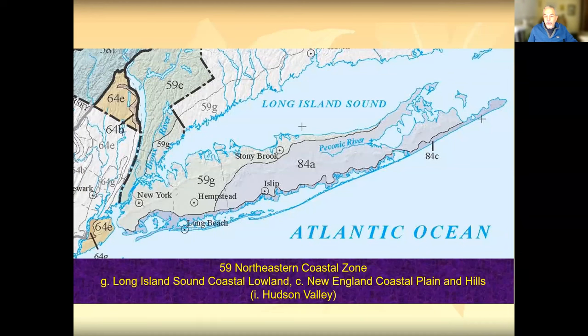All right, the next one is the Northeastern Coastal Zone, 59. And you can see on the map here that it takes in part of the northern part of Long Island, down to New York City, then up the Hudson River, all the way into Westchester County. And this one has a little more relief than 84, and the soils are a little richer, and you get more deciduous forests than the pitch pine forests.